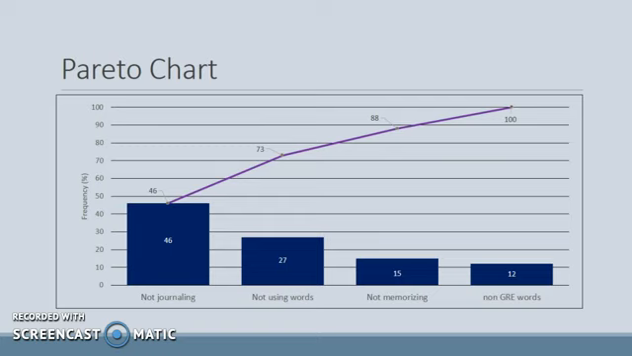In the bottom you have the non-GRE words, not part of my project to learn non-GRE words, so it's here. The things along the bottom are causes of not reaching my goal. And if you notice, in descending order, not journaling, not using words, not memorizing the words, it is in reverse order from what they were in the process flow. And so the Pareto chart just proves that they build on each other, and it's important for each one in order to get to my goal.